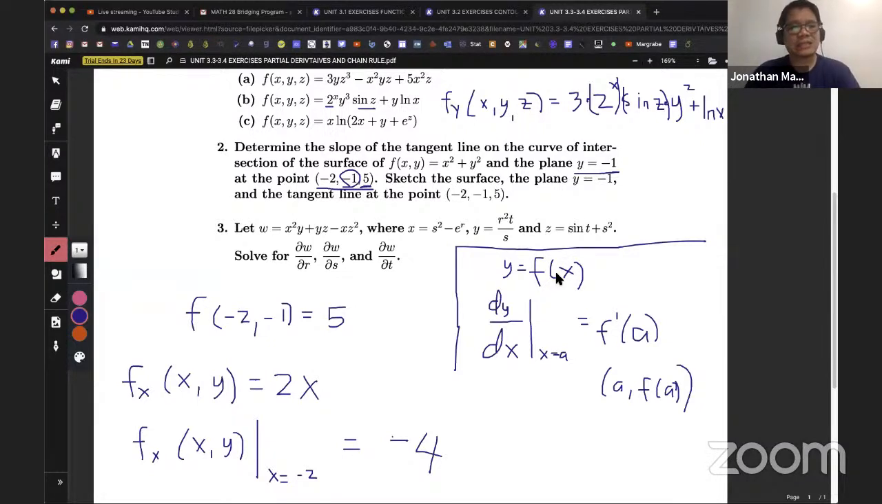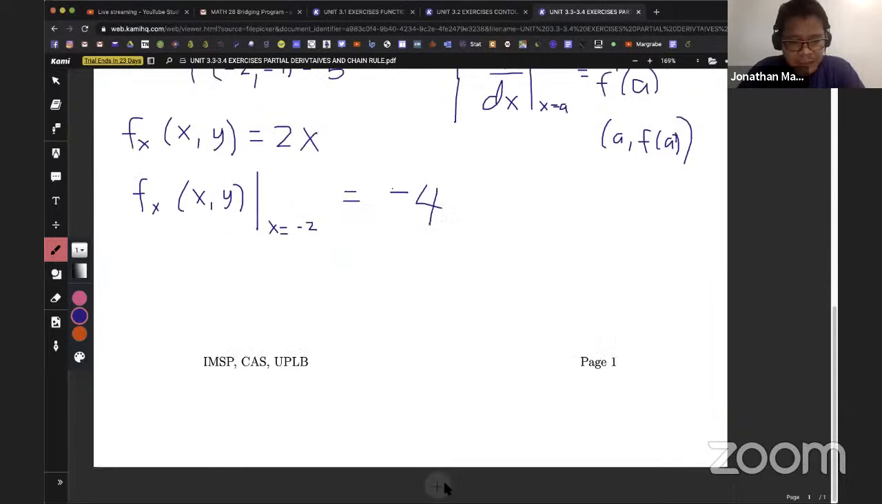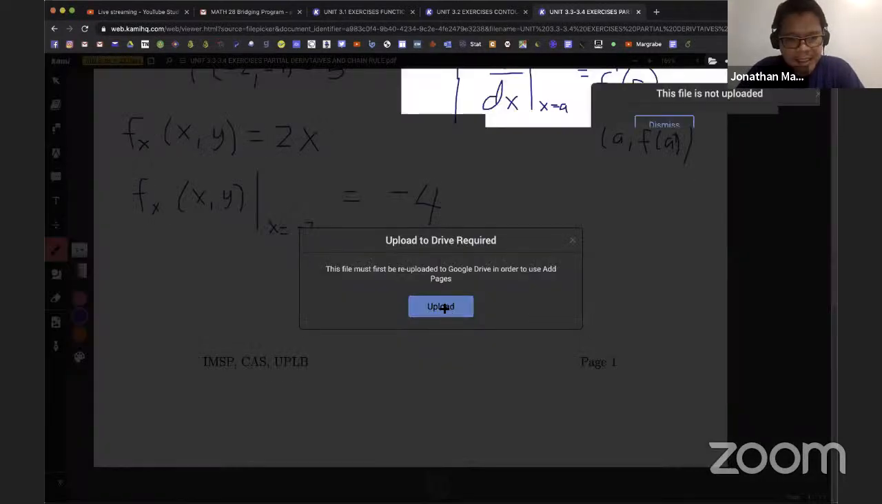Okay? So in determining the partial derivative of the function, let's say w, alam kasi natin si w ay with respect to x, y, and z. Pero dito, kinukuha mo yung partial derivative of w with respect to r. Okay? Not with respect to x, y, or z, with respect to r. So ibig sabihin, in getting the partial derivative of w with respect to r, dadaan ka pa rin sa partial derivative of x and y and z. Okay? So pwede natin siyang tingnan on a tree diagram.